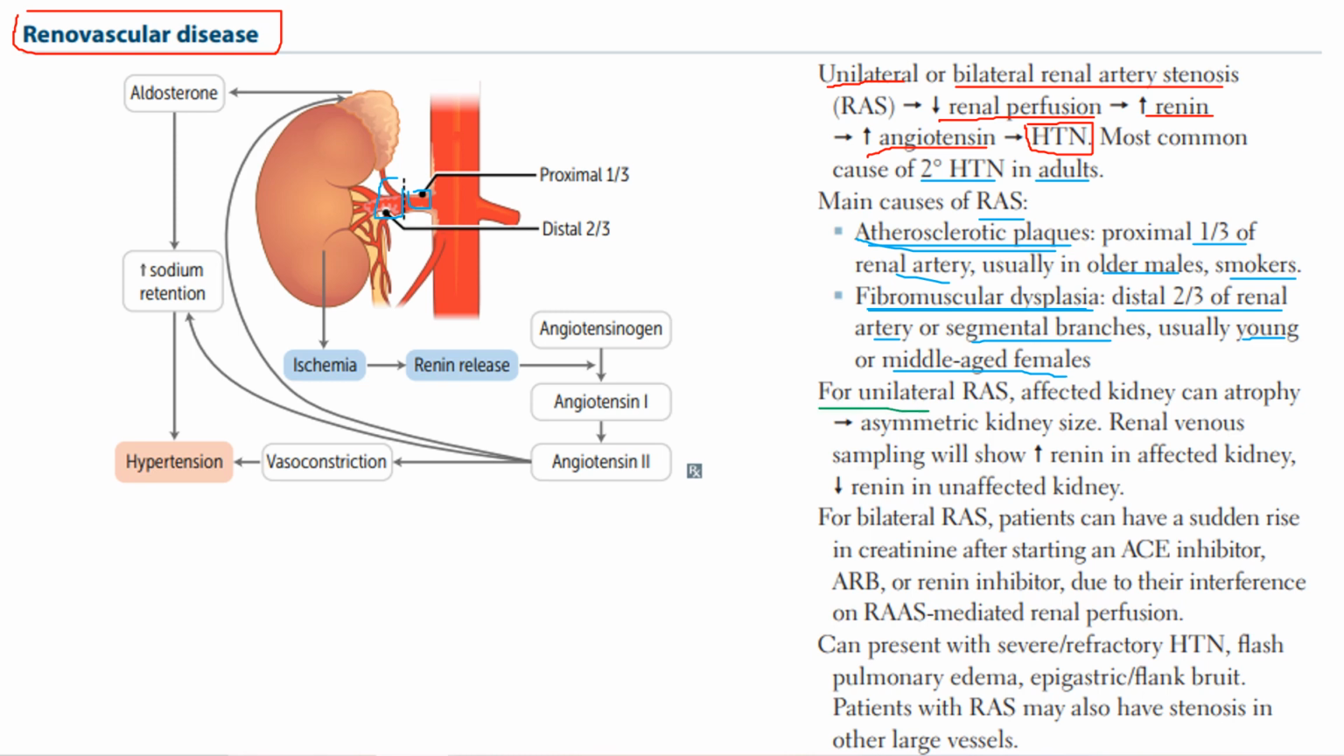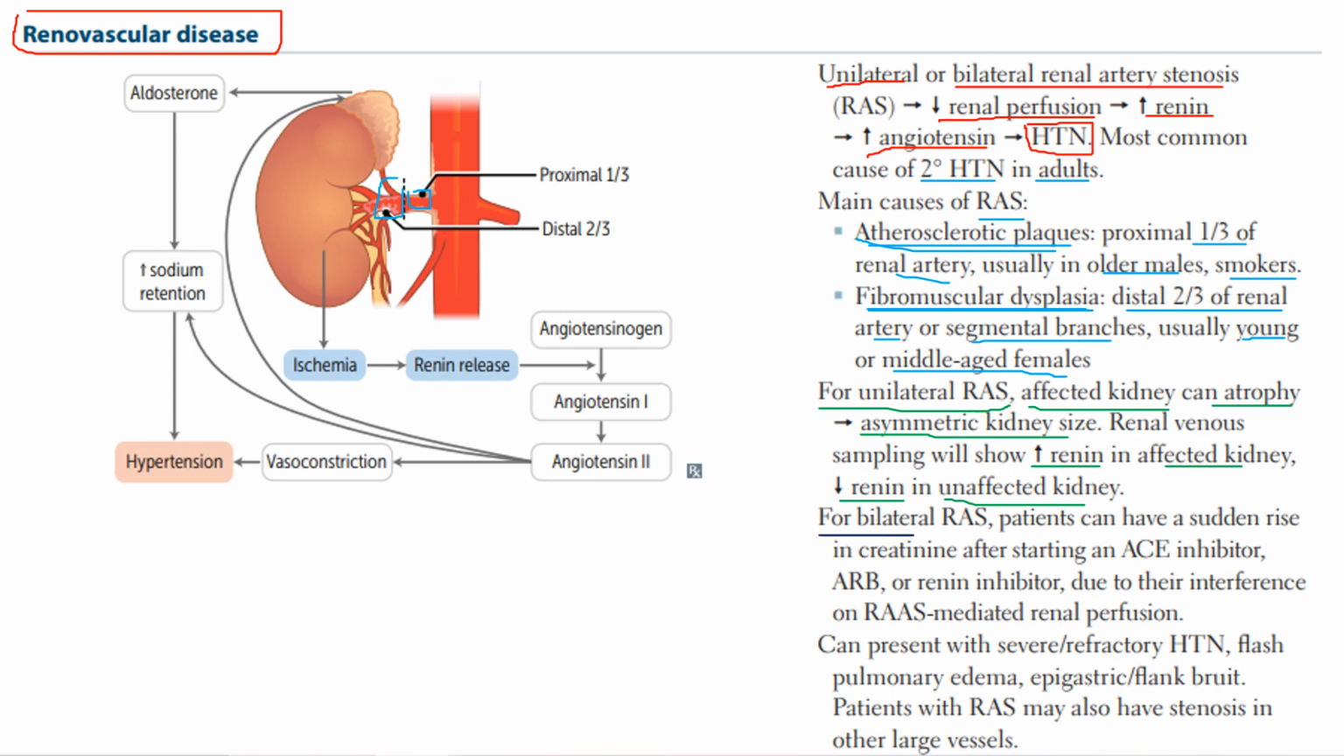Unilateral RAS means there is a defect in only one kidney. The affected kidney can atrophy, meaning it loses cells, which leads to asymmetric kidney size. Renal venous sampling will show increased renin in the affected kidney and normal or low renin in the unaffected kidney.